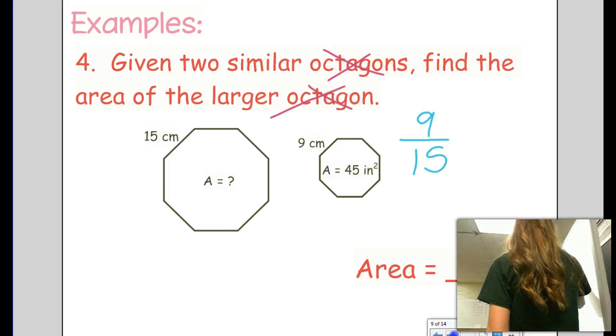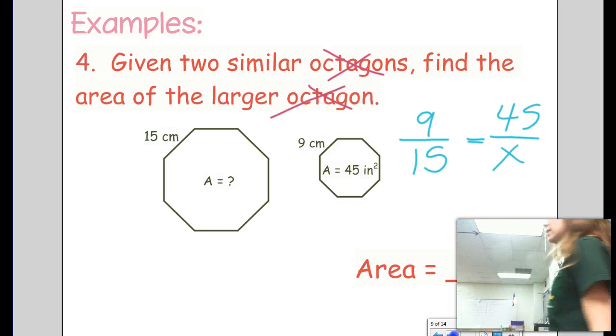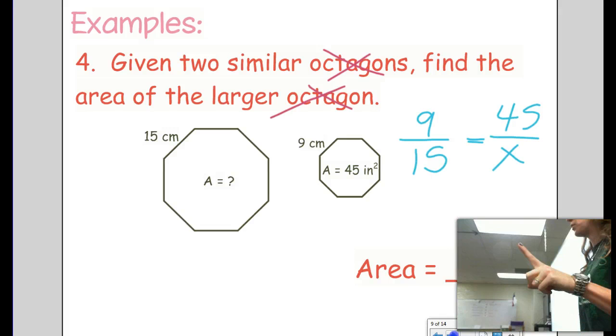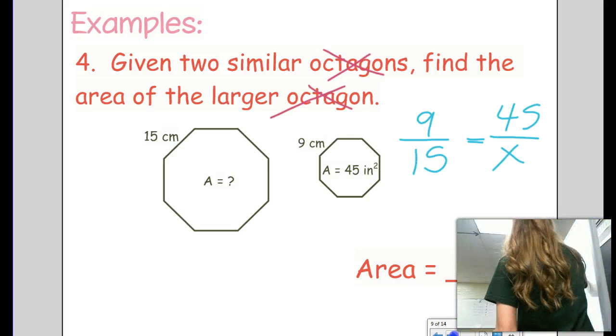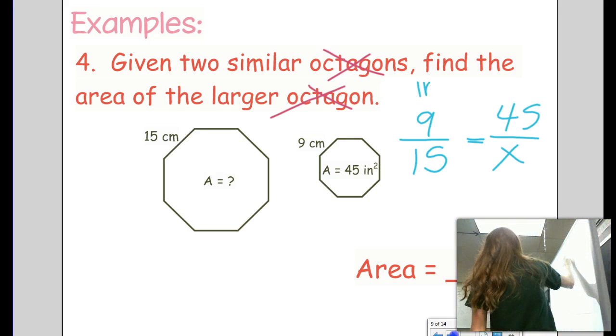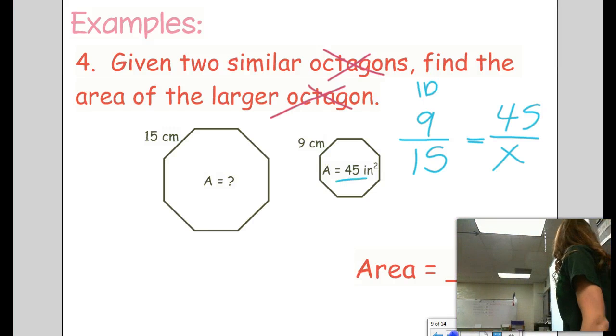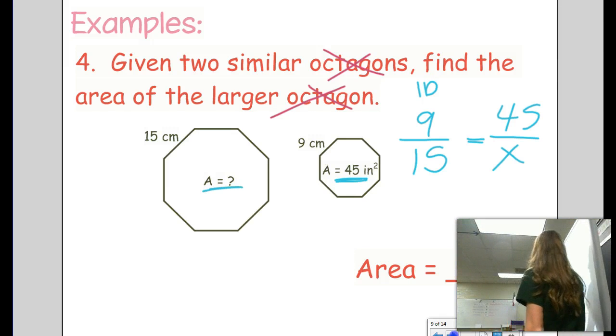Let's start out how we did last problem. 9 is to 15 as 45 is to x. Now, don't cross multiply. Do not yet. 9 and 15, are those 1D or 2D values? 1D. Very nice. Those are sides. Sides are 1D. What about 45 and x? Are those 1D or 2D?